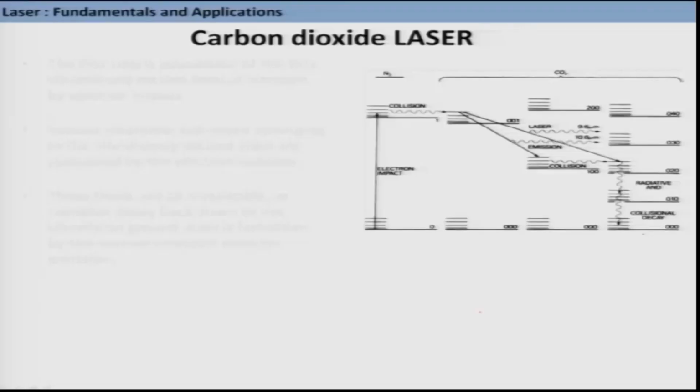This is the energy level diagram of carbon dioxide, and it shows how the lasing takes place here, and what the levels are which are involved, what the rovibrational levels are that are involved in this lasing action.